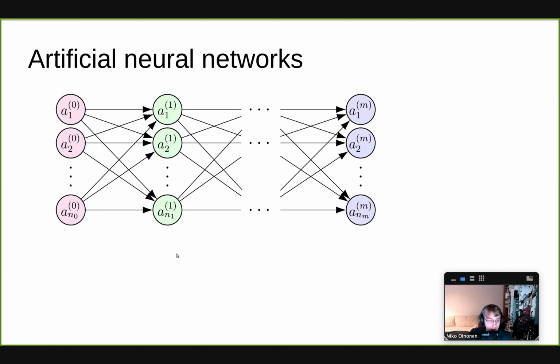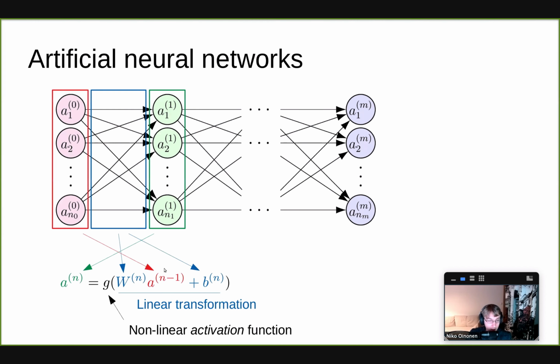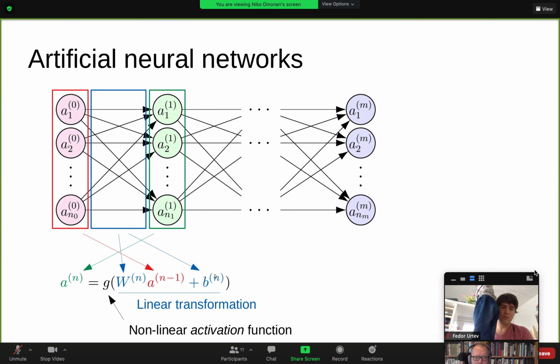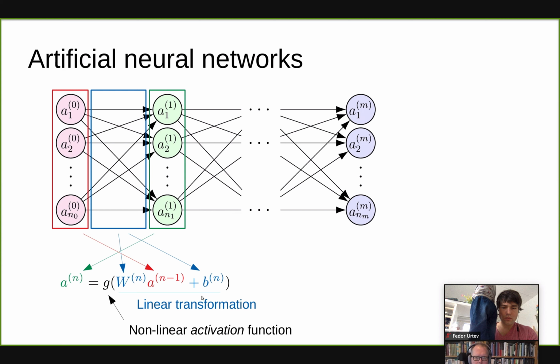The way that happens is that first you take your vector and multiply it by some matrix of weights, which are the parameters of your model, plus usually you also add some constant vector. So that is just a linear transformation of the vector. And then you apply some function g, which can be any nonlinear function, usually called the activation function of the layer.